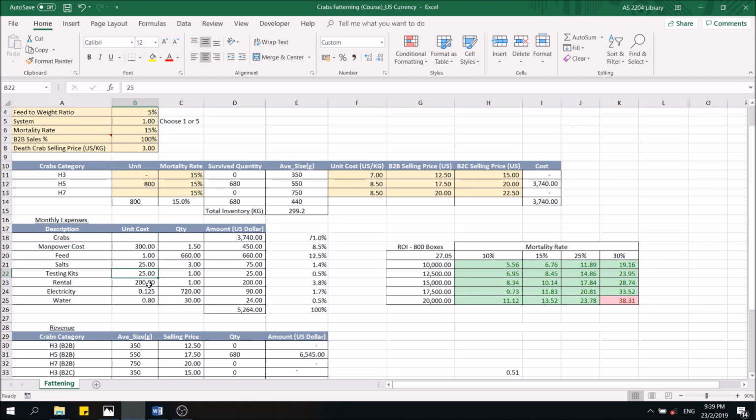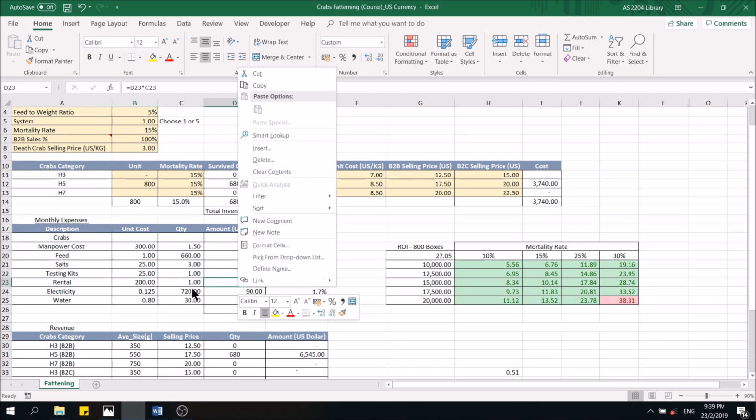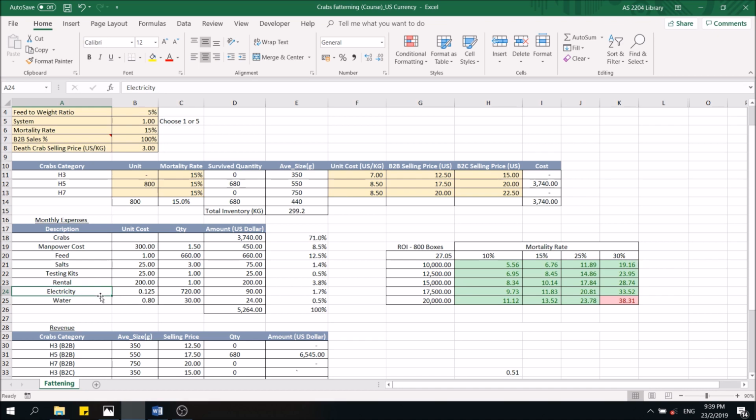For a typical 1000 box system, it requires 100 square meters. So you have to find out what the rental cost is in your country. For our case, we assume $200 per month. Next, we have electricity costs. Basically, this is the cost per kilowatt hour, and this is the electricity consumption per month. Next, we have the water costs. In Southeast Asia, the water cost is typically around $1 per liter.